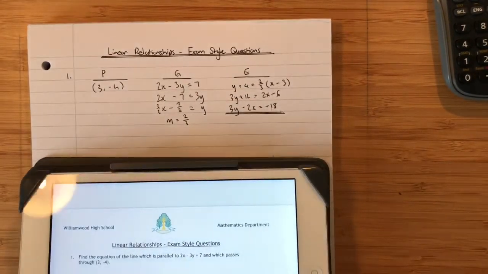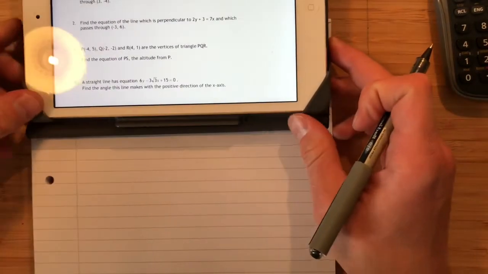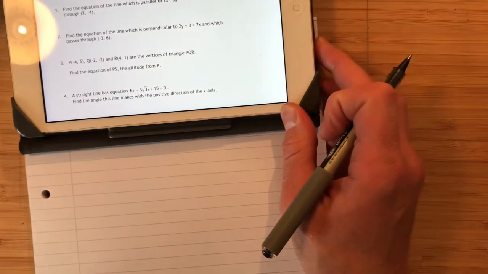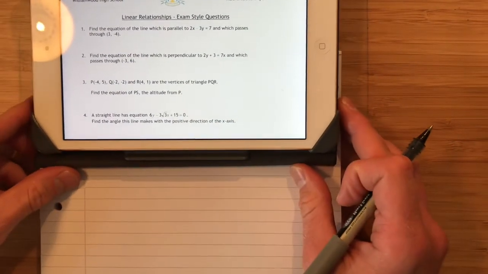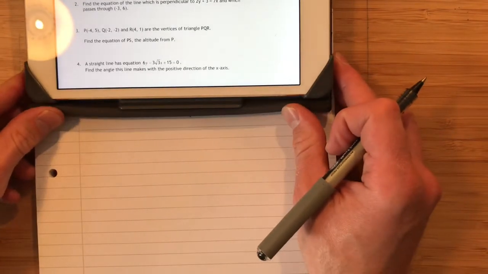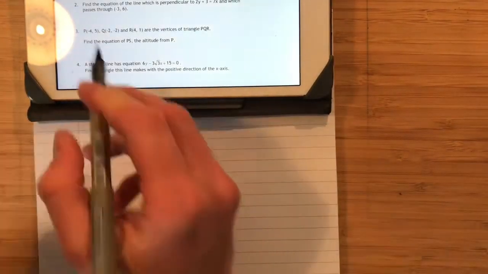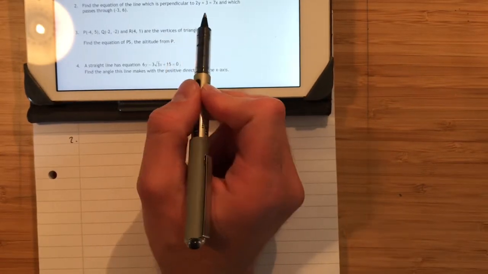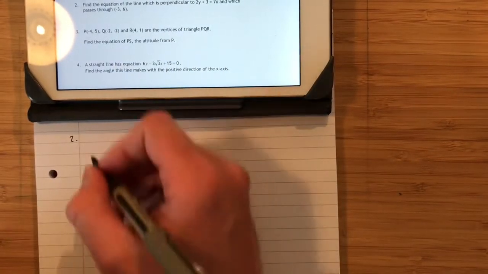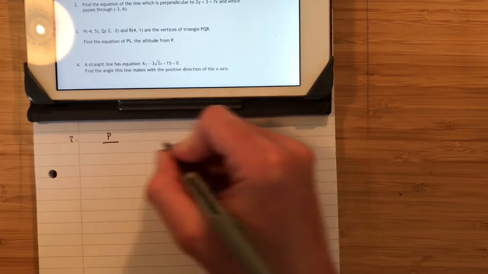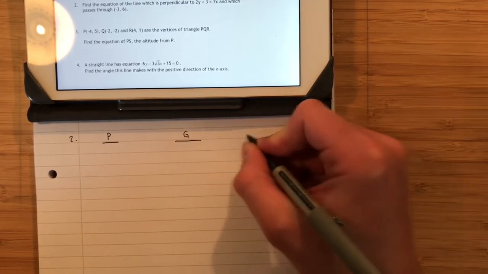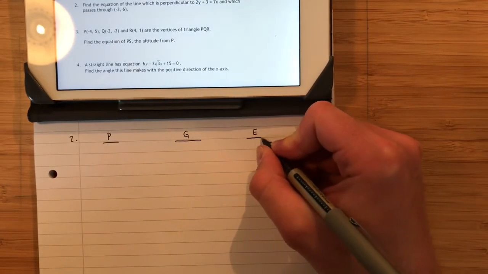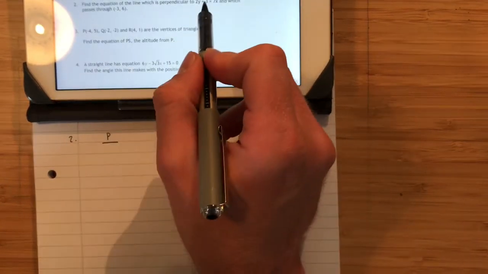Right, I'm going to see if I can move this up to the top because it's too difficult to write over the top of it. I'll put my calculator under there, it's a bit of support. Right, I'm hoping you can still see question number 2. Find the equation of the line which is perpendicular to that and which passes through that. Okay, so it's almost the same question. Point, gradient, equation. I've not used my ruler. That was very poor.